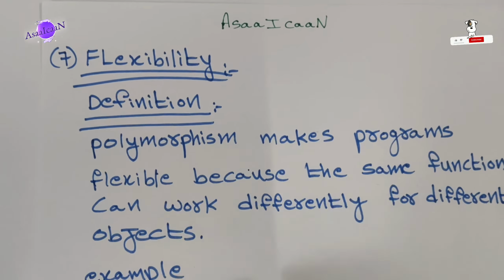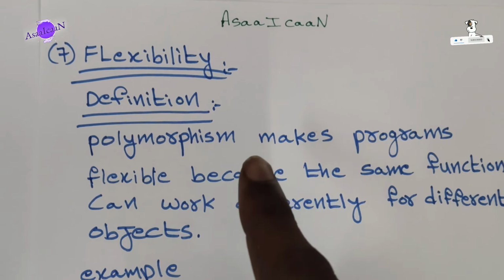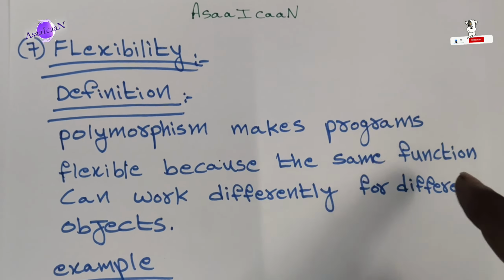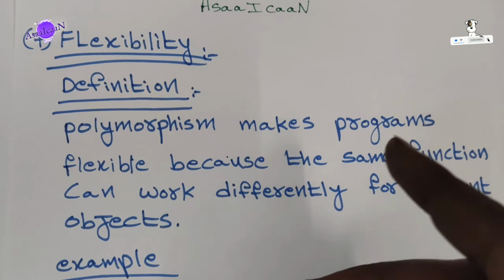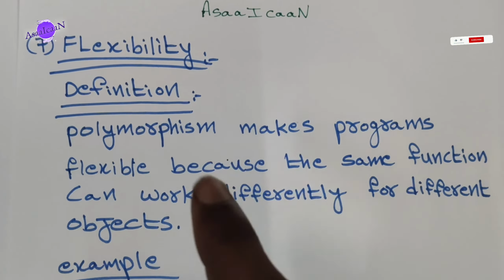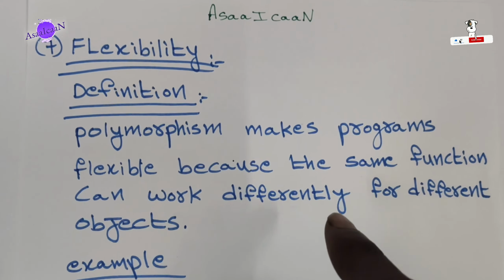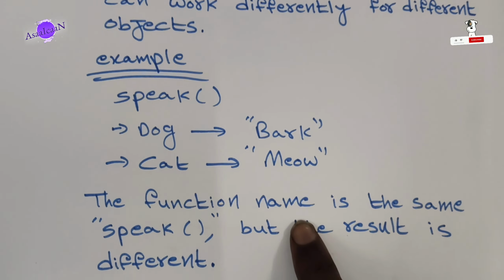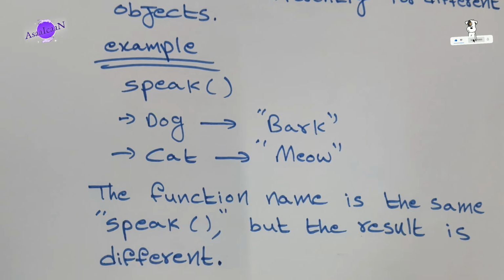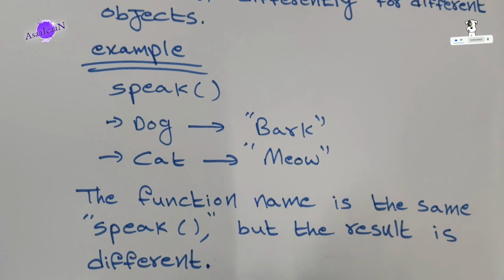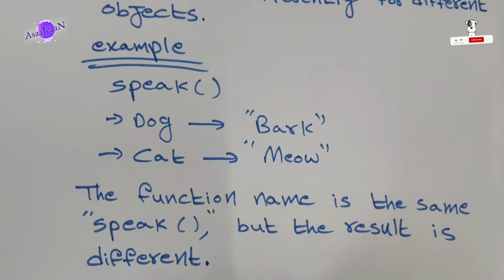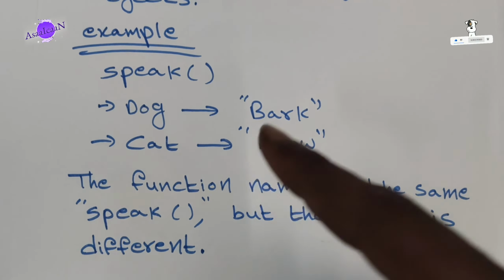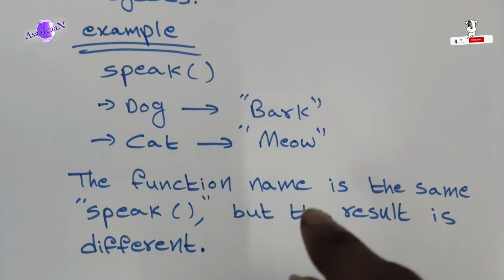Flexibility. This is the seventh benefit of OOP. In flexibility, polymorphism makes programs flexible because the same function can work differently for different objects, right? For example, speak is the function. I choose two animals, dog and cat. Dog sounds bark, cat sounds meow. The function name is the same, speak. Every animal speaks. The function is the same, but the result is different.